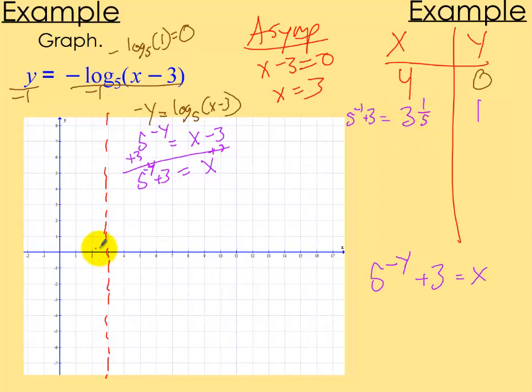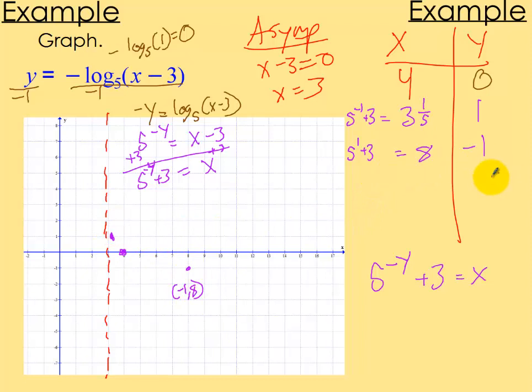All right, so 3 1/5. Let's see. I'm going to plot the point (4, 0) and (3 1/5, 1). That's going to be right here. Okay, I want to actually pick a y value in the negative direction too. So negative 1, you're going to get 5 to the minus negative 1, or positive 1, plus 3. That's going to be 8. So (negative 1, 8). It's going to happen right there.